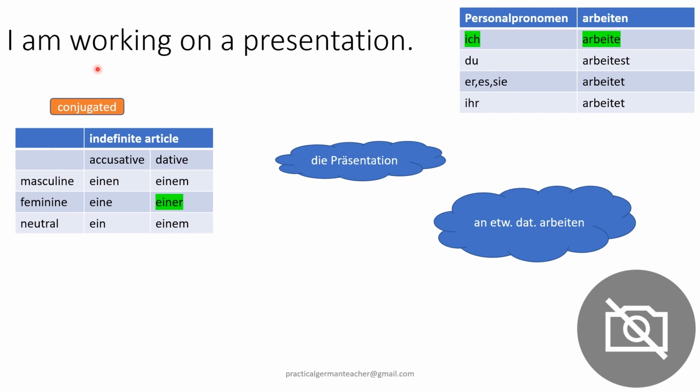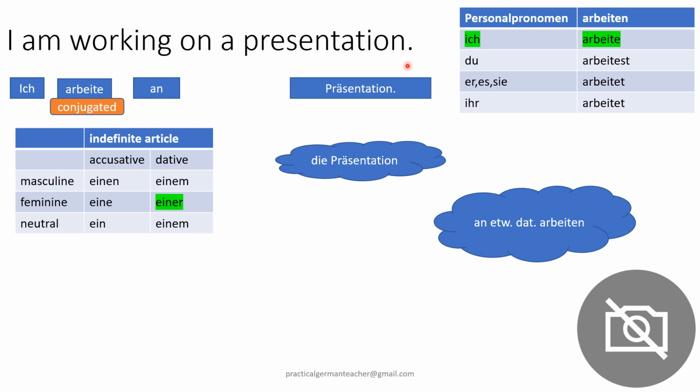So let's write the sentence again. This is a sentence and there is only one verb. So the verb will come at the second position. It will be conjugated with respect to the subject ich. So ich arbeite. Then comes the preposition an. Then you will have the object over here, of course, Präsentation. And then it will be in dative case, the article associated with the object. So here Präsentation happens to be feminine, and we have to use dative indefinite article, so it's eine.